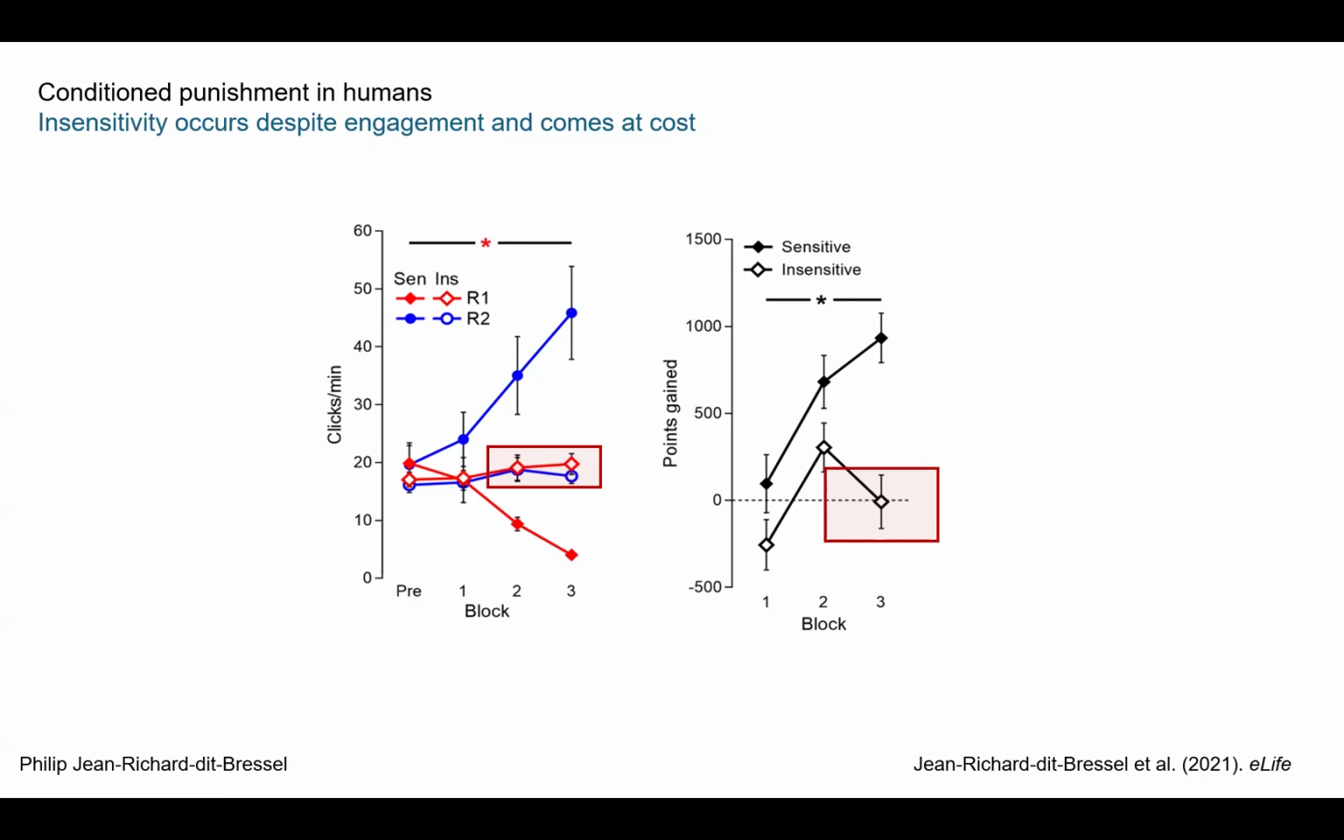The consequence of that pattern of behaviour is that the sensitives accumulate a lot of points that in most of our experiments are exchanged for money at the end. And the insensitives, they don't accumulate very many points at all because they keep making the same mistake. They keep clicking on the planet that's earning the ship that takes their points. They can't seem to change, as it were.